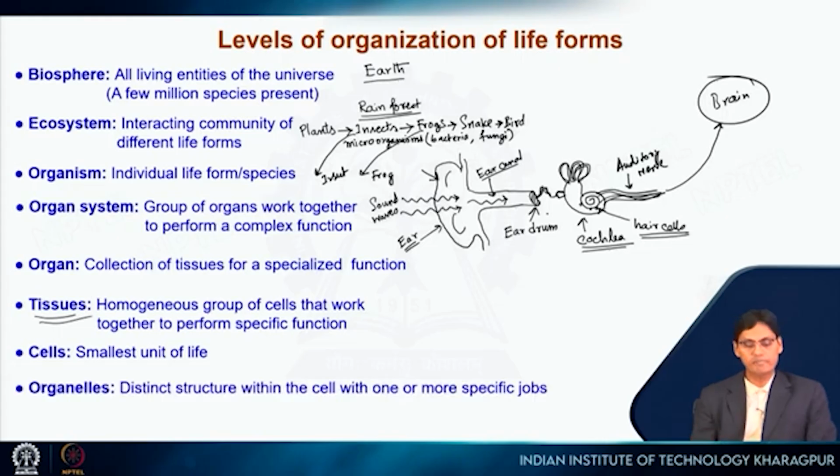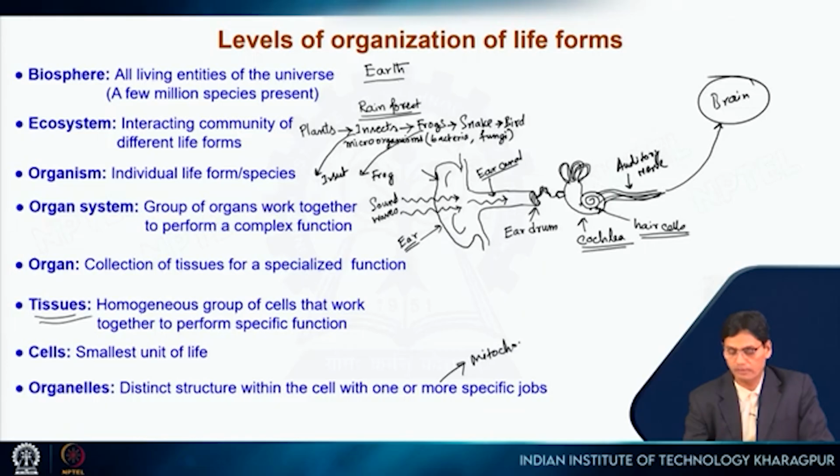And then we have organelle. Organelle means a distinct structure within the cell with one or more specific jobs. If I give you an example of an organelle, it is mitochondria. Mitochondria is an example of an organelle, and it is present in every cell. It is present in eardrum cells, it is present in hair cells, everywhere, and it is producing energy for us, right?